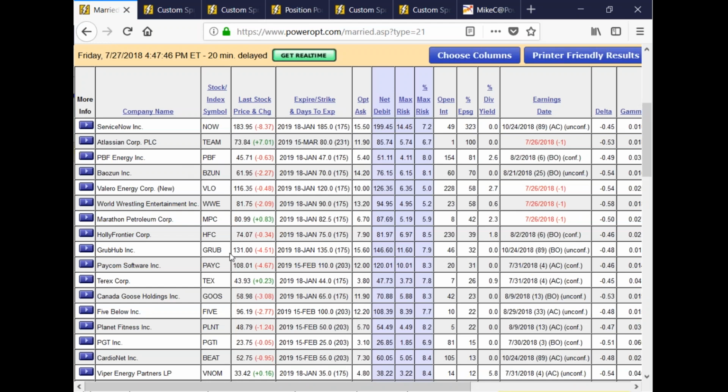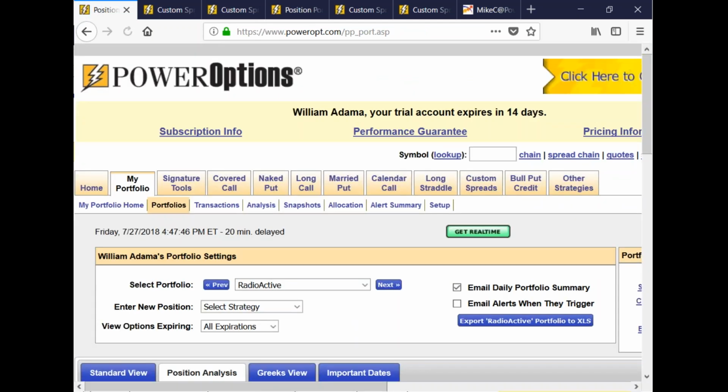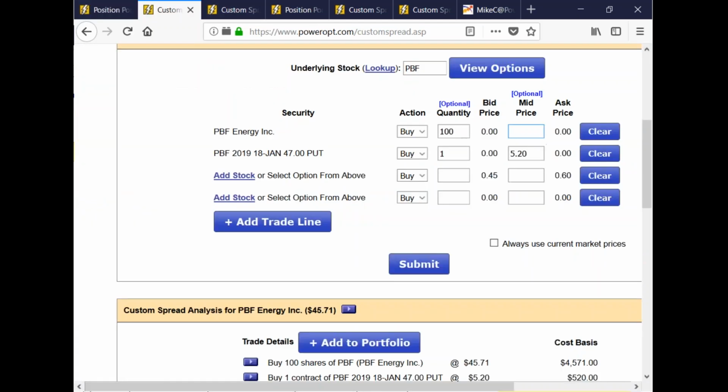So I don't mean to bounce around a lot here. Let's not mess around. I'll just do this. I'm going to change the numbers, Rhajiv, on this position. We're going to say we got into PBF Energy at 44, and we paid $6 at the time for this 47 put.